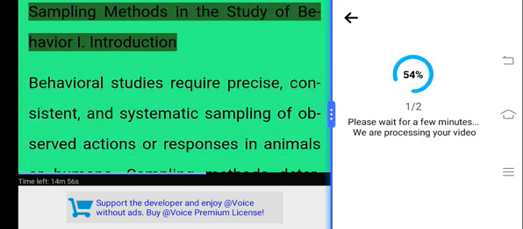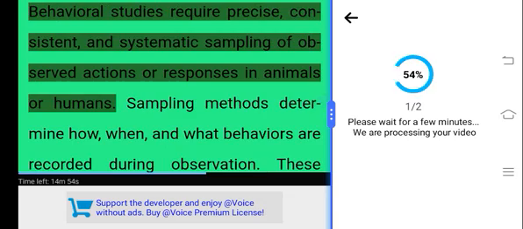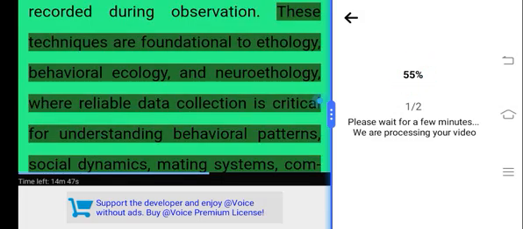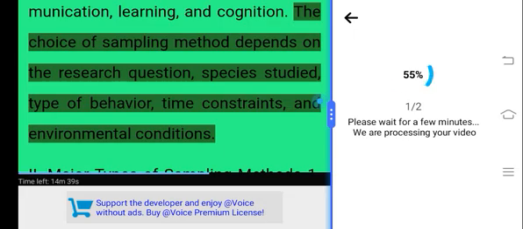Sampling methods in the study of behavior. 1. Introduction. Behavioral studies require precise, consistent, and systematic sampling of observed actions or responses in animals or humans. Sampling methods determine how, when, and what behaviors are recorded during observation. These techniques are foundational to ethology, behavioral ecology, and neuroethology, where reliable data collection is critical for understanding behavioral patterns, social dynamics, mating systems, communication, learning, and cognition. The choice of sampling method depends on the research question, species studied, type of behavior, time constraints, and environmental conditions.